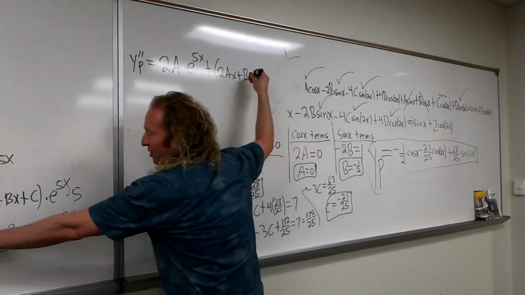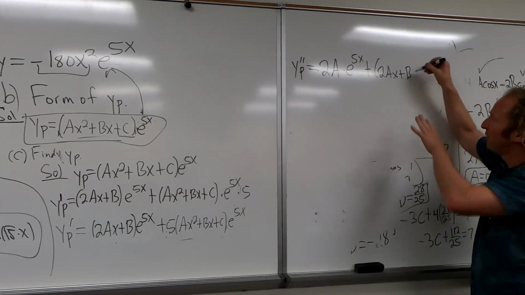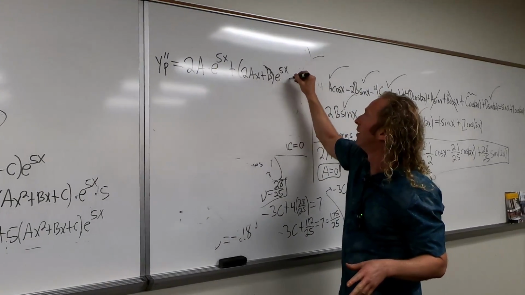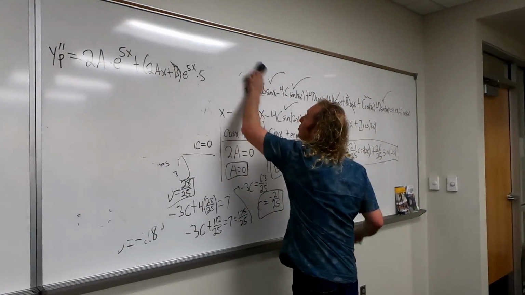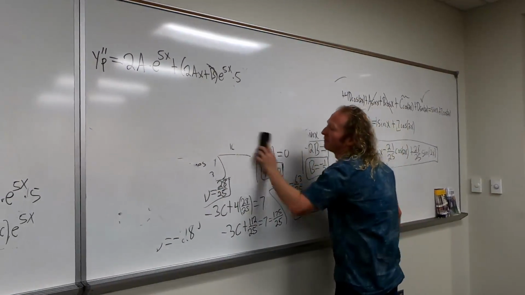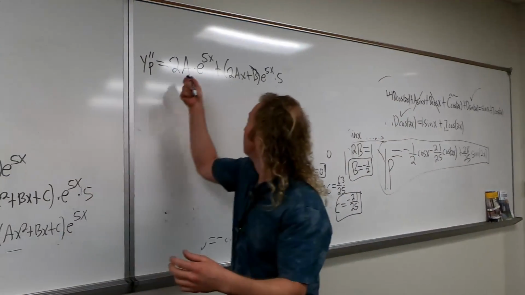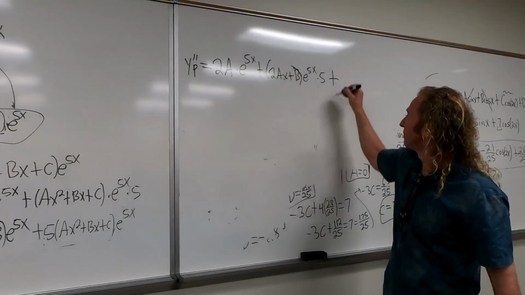So derivative of the first times the second plus the first times the derivative of the second. No, I got to go in order. I got to show the step. I see what you're saying. Let me just double check that. That's really ugly. So the derivative of the first, boom, times the second, boom, plus the first times the derivative of the second. Then plus.